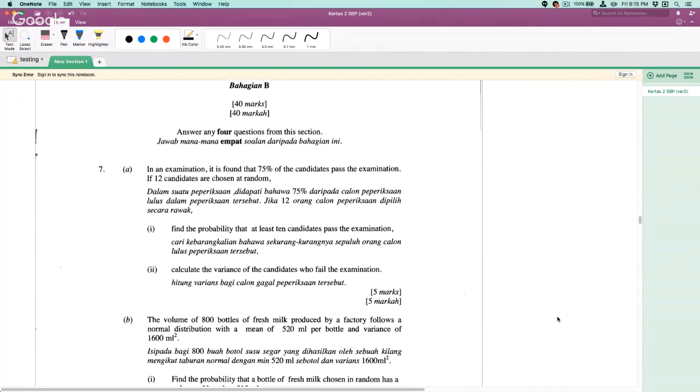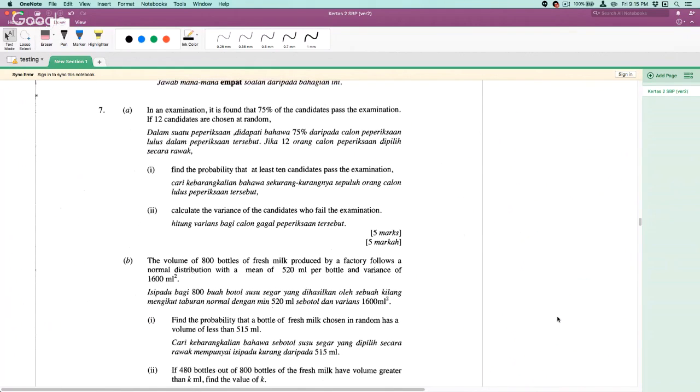All right, so let's come into this question. Over here, we know 75% of candidates will pass the exam, so I will say P equals 0.75. How do I get 0.75? I just use 75% divided by 100. Q is 1 minus P, so it's 0.25, and N equals 12. For the first part, find the probability that at least 10 candidates will pass the examination.